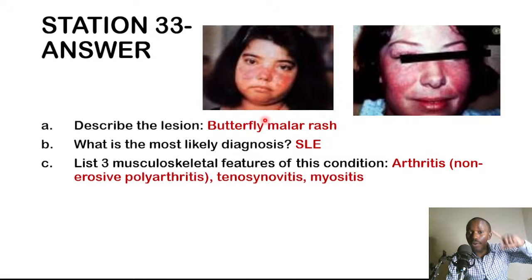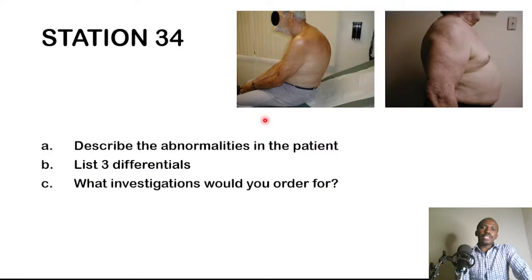Remember, do not write abbreviations. Systemic lupus erythematosus. So the 3 skeletal manifestations could be arthritis. This is one cause of non-erosive polyarthritis. It can cause tenosynovitis, that's inflammation of the tendons and the capsules that are surrounding them. It can cause myositis. Moving on to station 34.